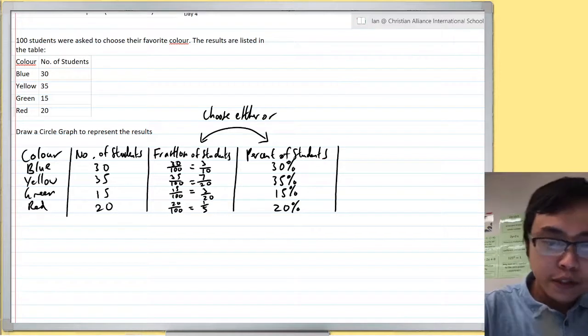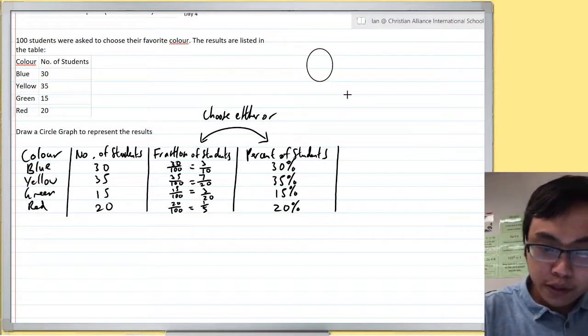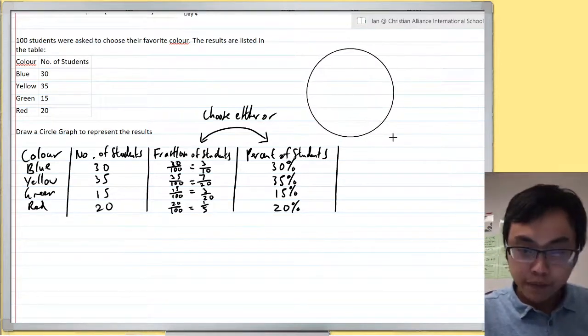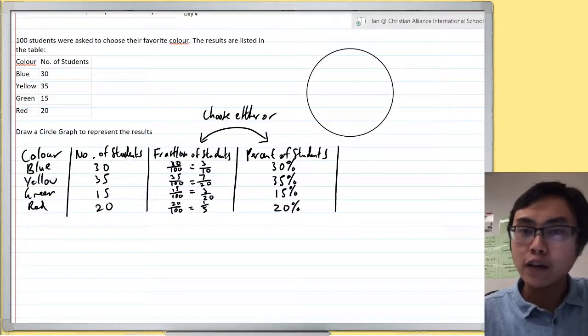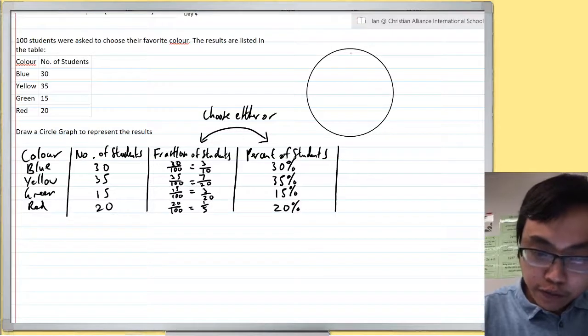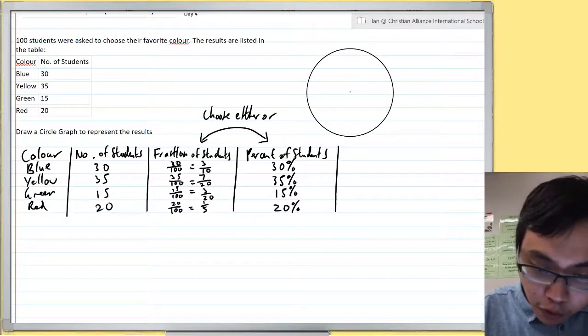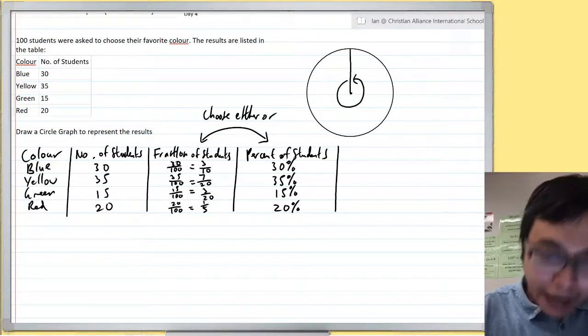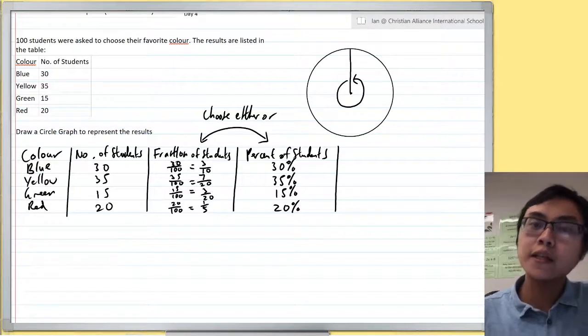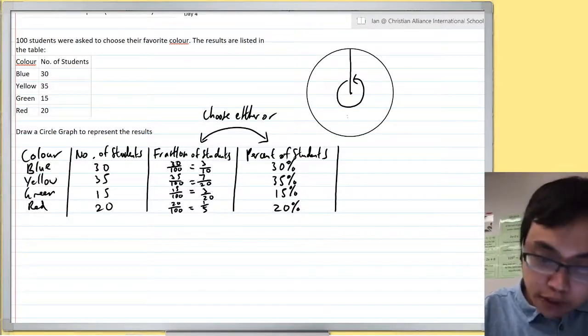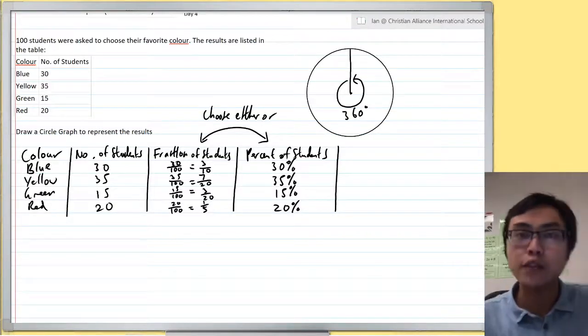Actually, let me just use the circle tool. It's going to look better. In a circle over here, what are the total angles in a circle from the very beginning? So if I draw a line like this, from here all the way back to itself, how many degrees is that? That is 360 degrees. 360 degrees in a circle.